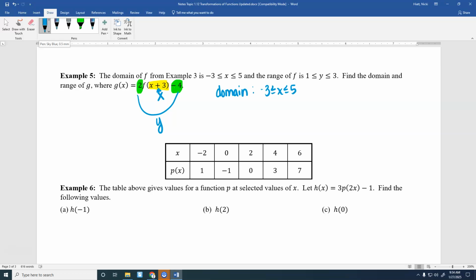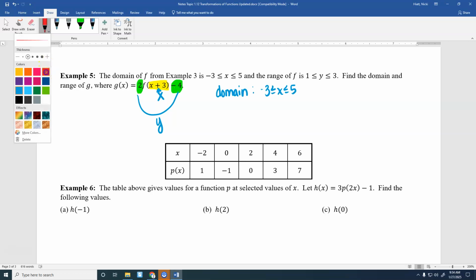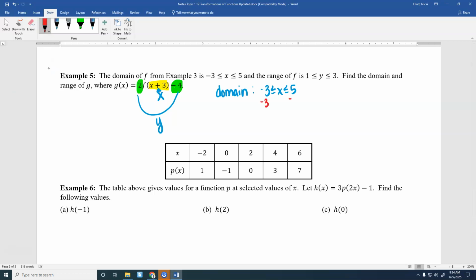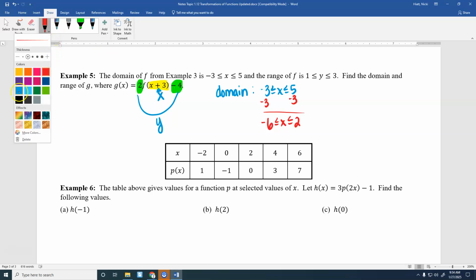Okay, now remember you got to use that opposite sign because it's on the inside. So left 3 would mean that we're going to have to subtract 3 from both of these points to move them to the left 3. Well, if I do that, I will get -6 less than or equal to x less than or equal to 2. This would, let me label this better. This is the domain of f.